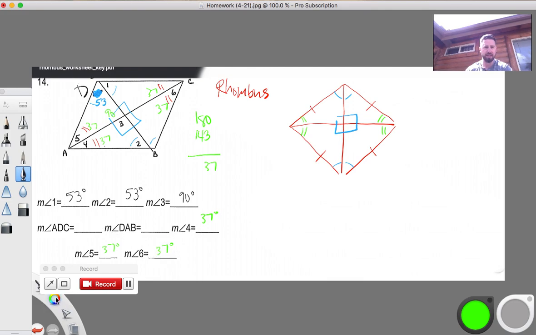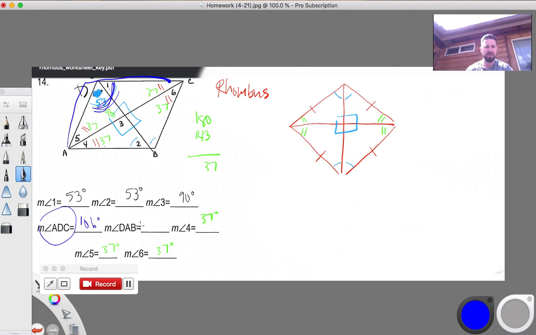Okay, last thing, let's see what they're asking over here. They want angle ADC, from A to D to C. What that does is combine both of these angles together. So what's 53 and 53? I would say 106.